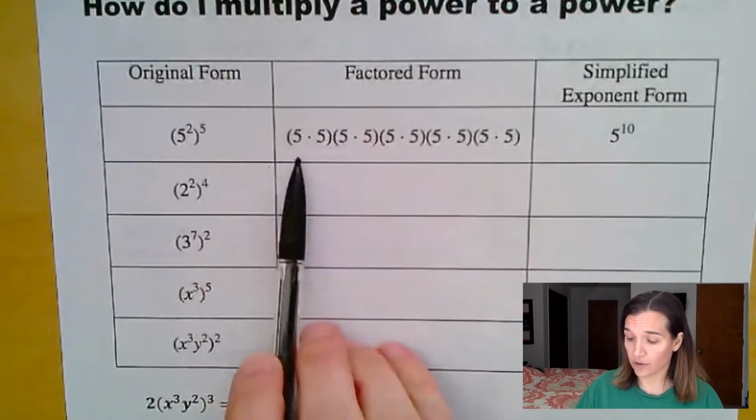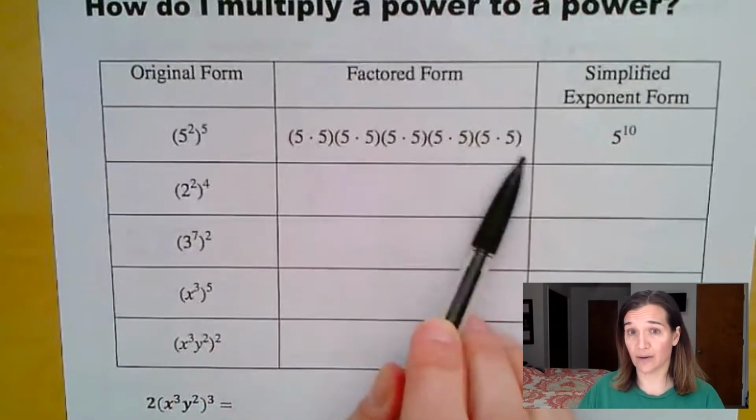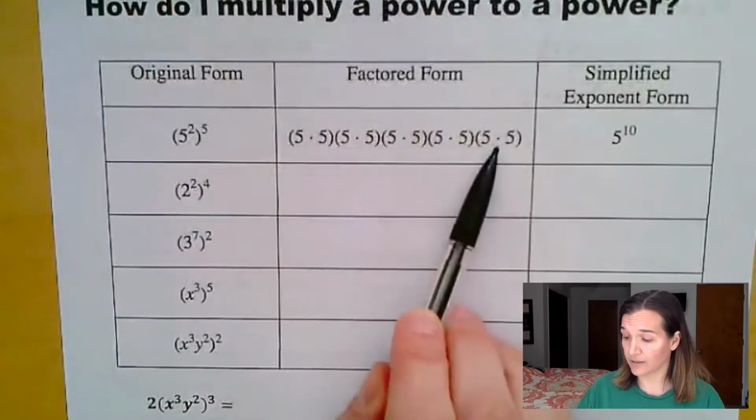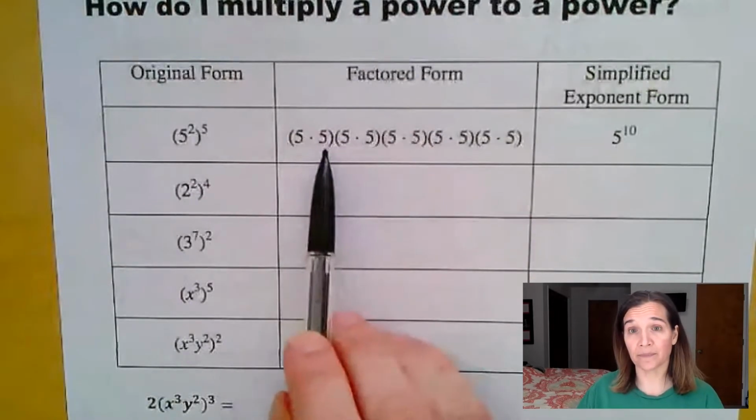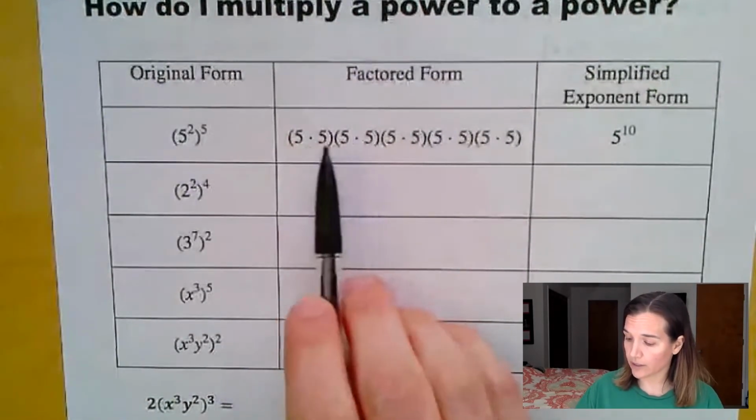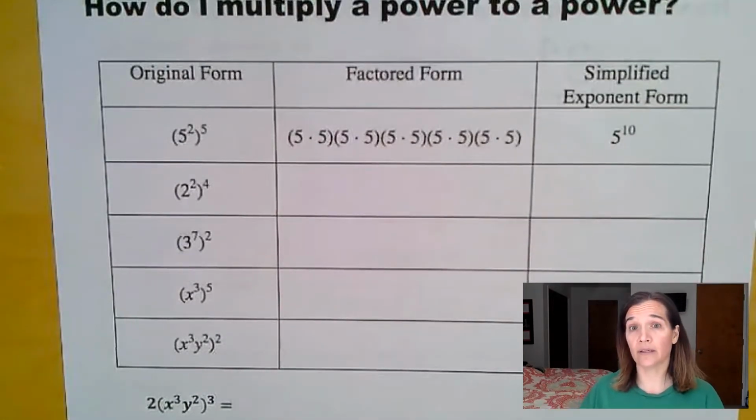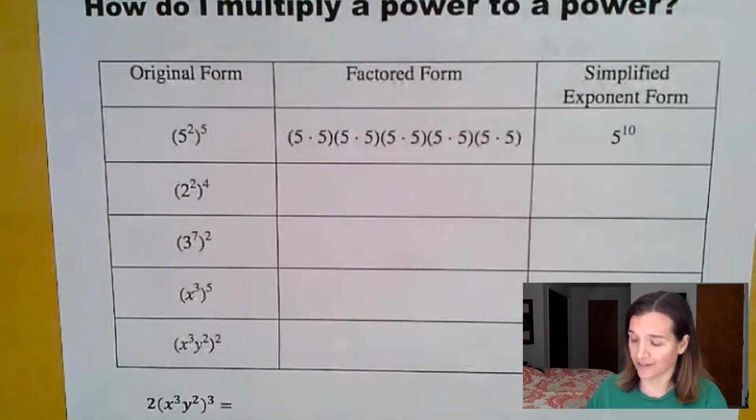Well, within each of those, 5 squared means 5 times 5. So notice we have this written out. There's 5 sections of 5 squared. And then when we go to put those back together, notice that we end up with 10 of them. This is 5 to the 10th power. You may already see what the trick here is, or the rule, but we're going to write it in factored form first so you can see why it works and how it works in case you get stuck later.